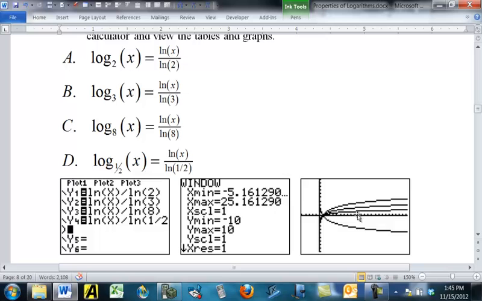So for example, this one down here, log base 8 of x, you have to go out to 8 to get up to 1. Whereas log base 3 of x, you only have to go up to 3 to get up to 1, and this one, you only have to go out to 2 to get 1. And this one you go out to 1/2, and it puts you up at 1. So that's the one, and that's going down.